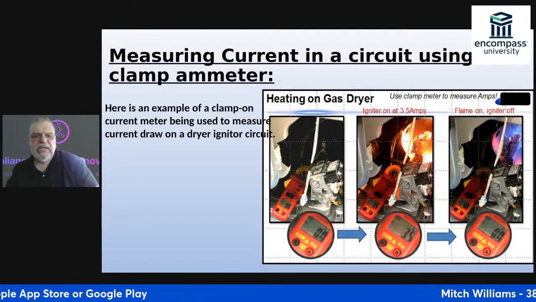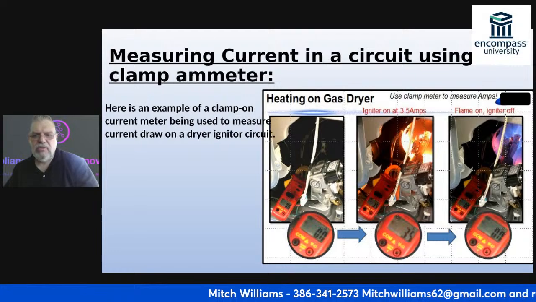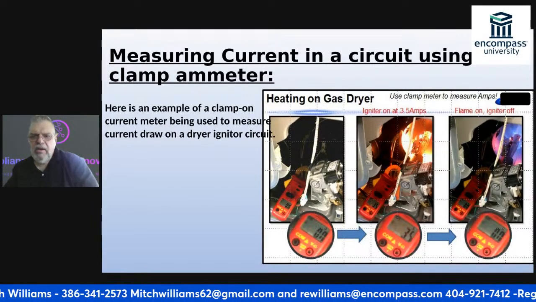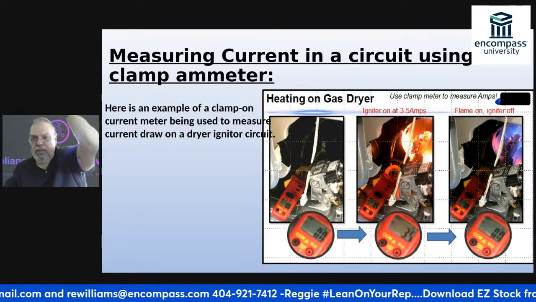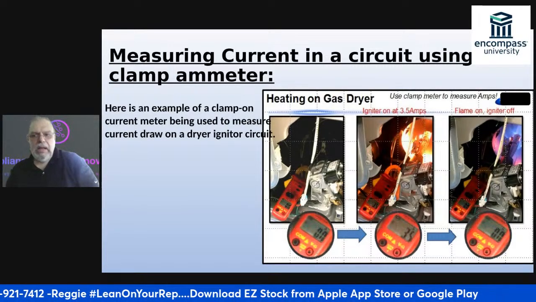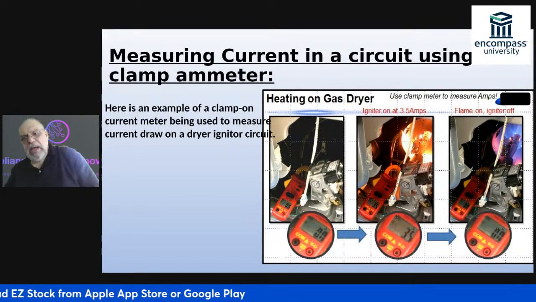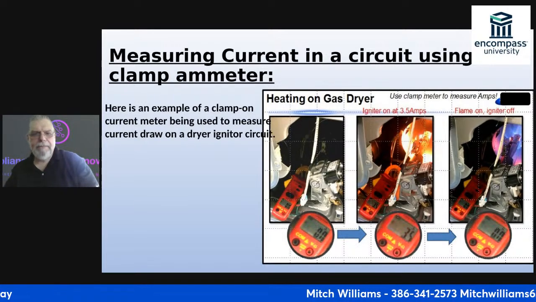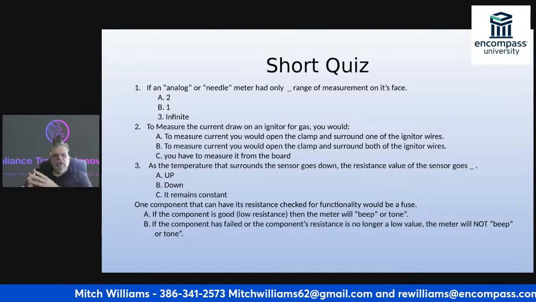Okay. Here's an example of the clamp on here. This is the one that I tell you that I use all the time. I just grab one of the wires, check it. Whenever it fires, it will fire at about 3.5 amps. At that point, the voltage goes away from the igniter and it stays on. As this unit cycles, I'm once again going to have to check and make sure that I get the correct amperage draw.